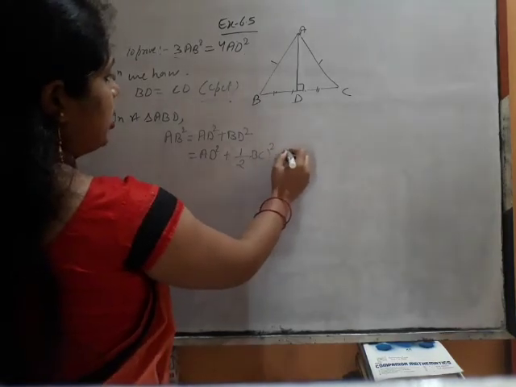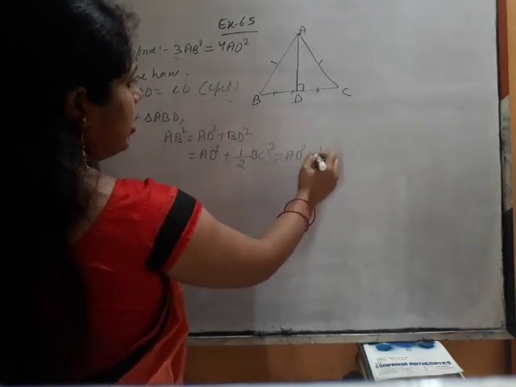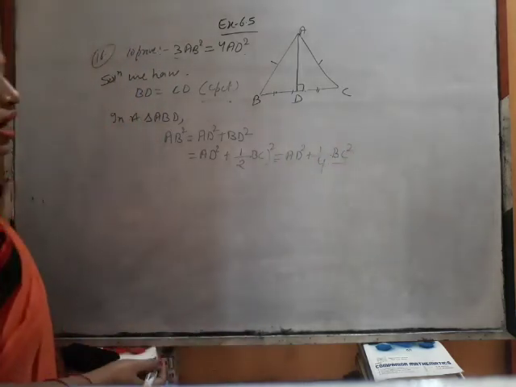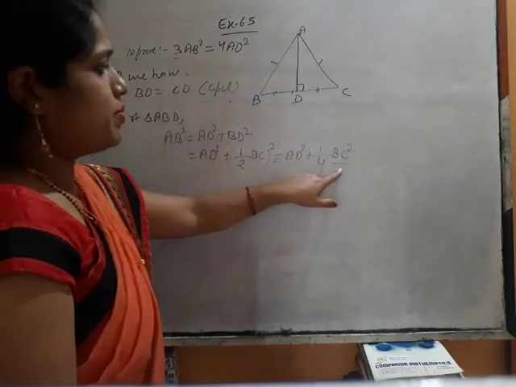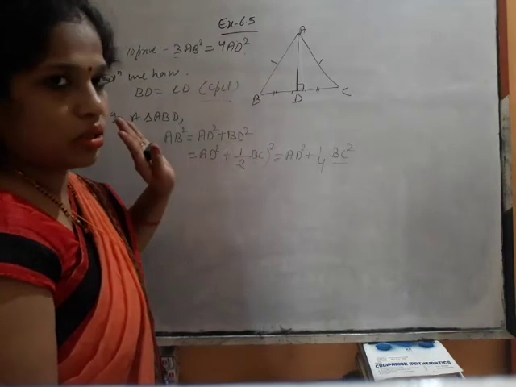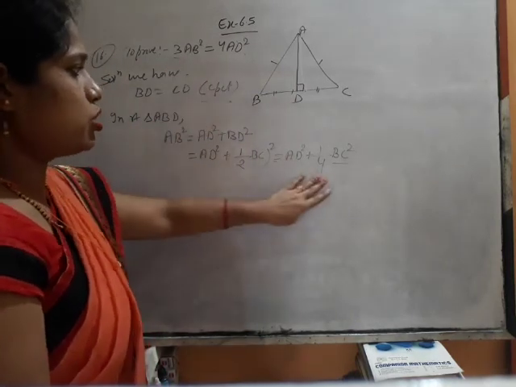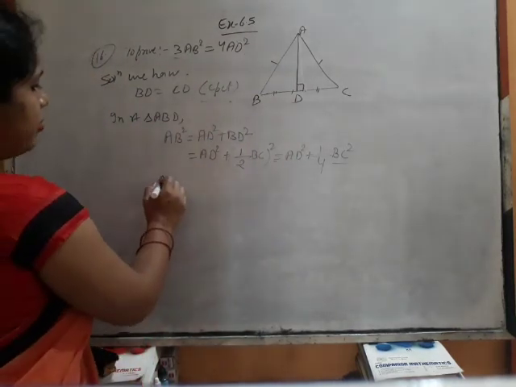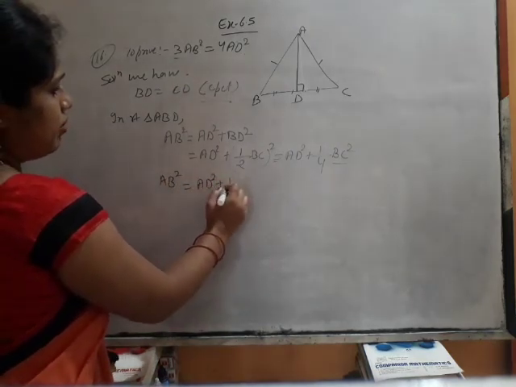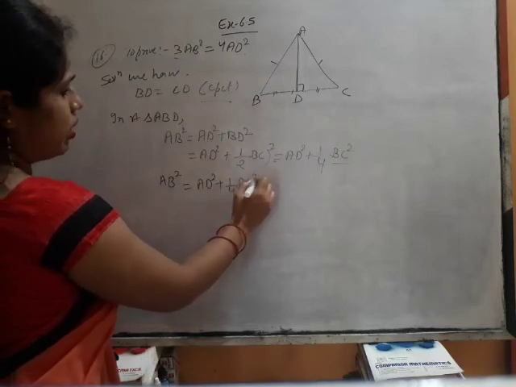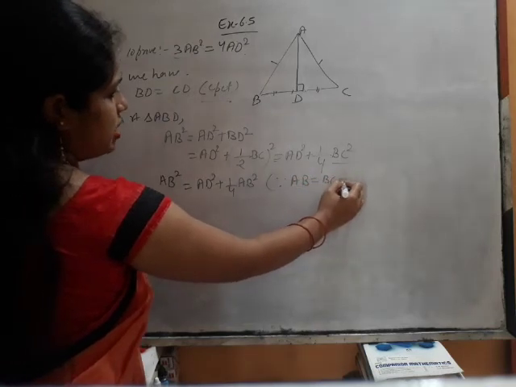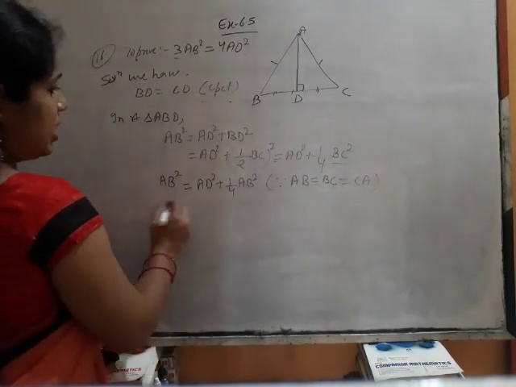So it will be what? AD square plus 1 upon 4 BC square. Now this BC, again what we have done in the last question, this BC can be written in the form of AB because all three sides are equal. We need AB here, okay, so BC can be written in the form of AB. AB square is equal to AD square plus 1 upon 4 AB square, since AB is equal to BC is equal to CA.